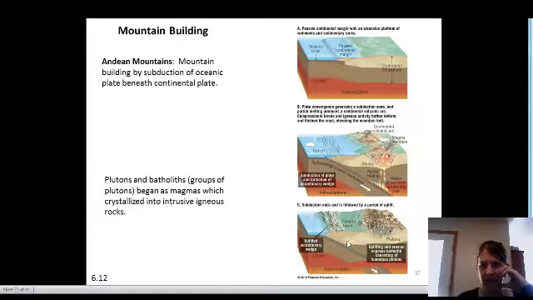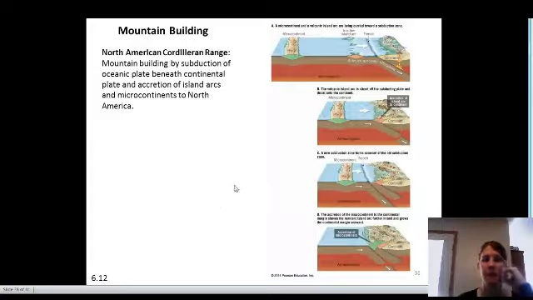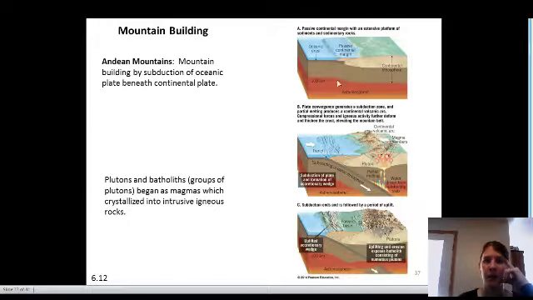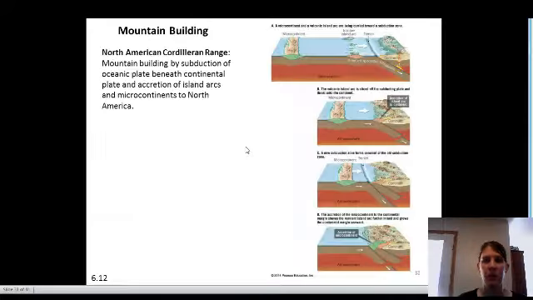So the subduction ends, so we have some sort of break in the actual melting of the oceanic lithosphere. So we have a reduction in volcanic activity. Volcanic activity has dropped off. And we get what are plutons. Remember we talked about intrusive igneous rocks developing here, and they are the interiors of our mountain ranges. So plutons and batholiths, batholiths are just a group of plutons, begin as magmas crystallized into intrusive igneous rocks. So that was the Andean Mountains, a volcanic history mountain range.